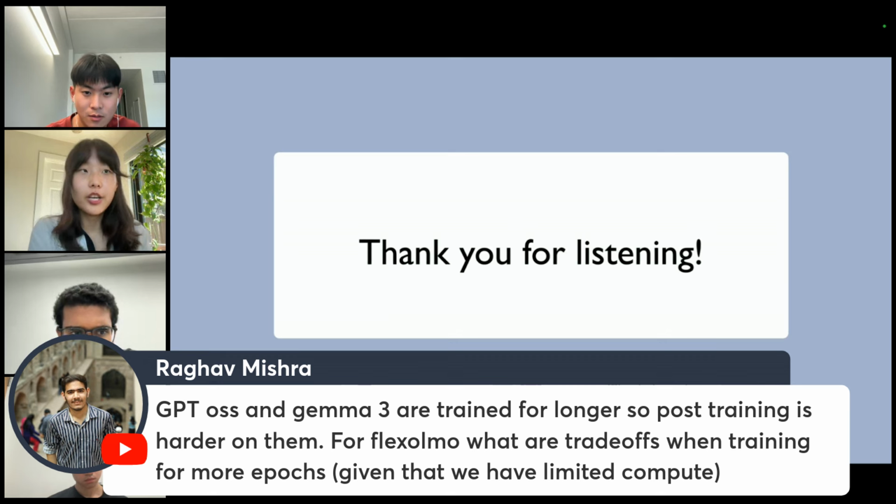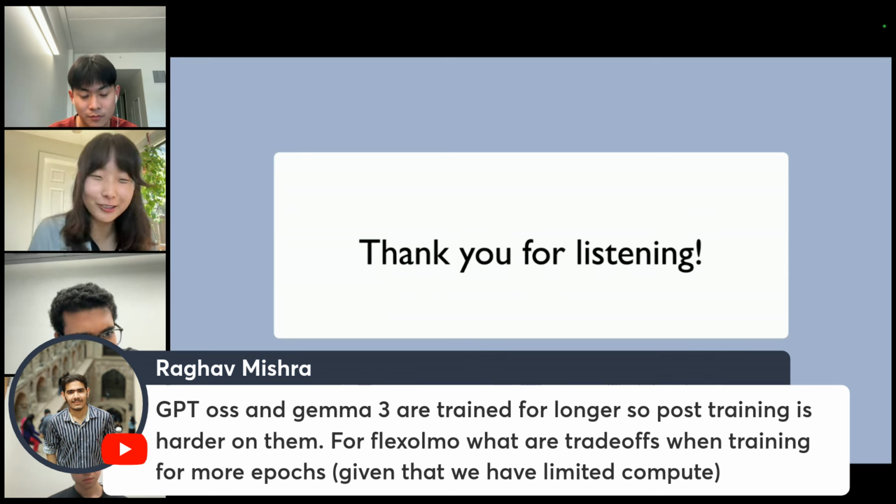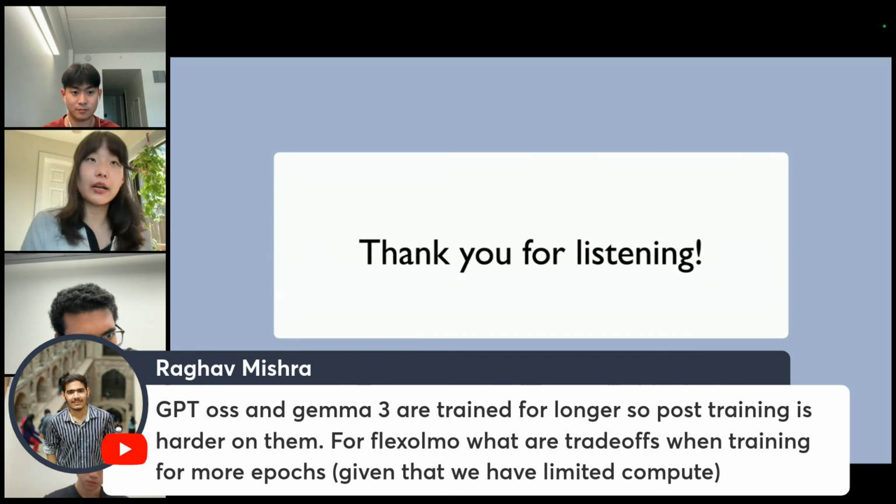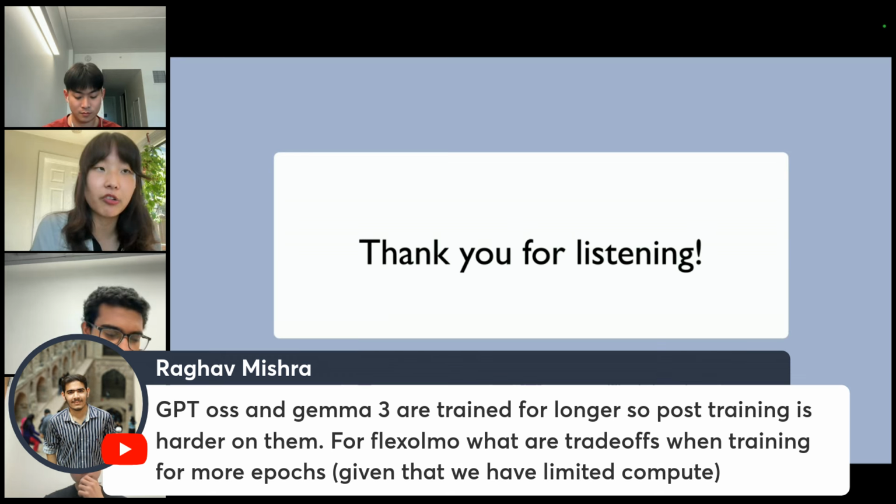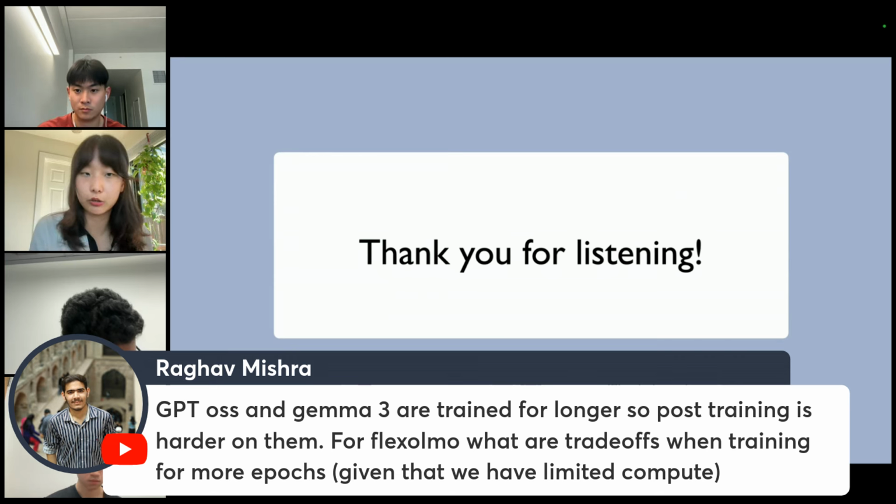For FlexOlmo, he asks, what are the trade-offs when training for more epochs, given that we have limited compute? Great question. We couldn't train as long as GPT-OSS or Gemini models, mainly because we pre-trained ourselves and we had limited compute. I think this is a great empirical question. Right now, I cannot think of any reasons that some of the findings we have may change depending on how long we train the model. I think maybe the public model will be much better because it's trained way longer. But we all know that adding some specialized data is still helpful on top of that.